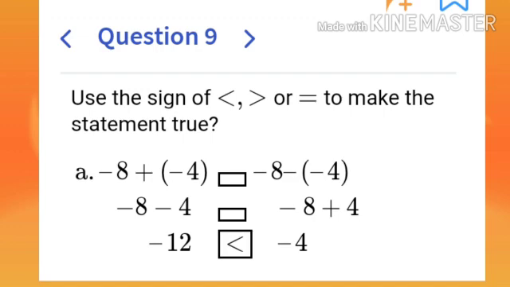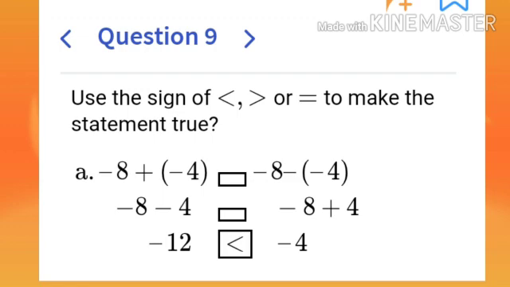What are the negative numbers here? Minus 8 and minus 4. Add the two numbers. 8 plus 4, 12. Which is greater number here? 8 or 4? 8 is greater number. Put greater number sign. Therefore, the expression minus 8 plus of minus 4 is minus 12.